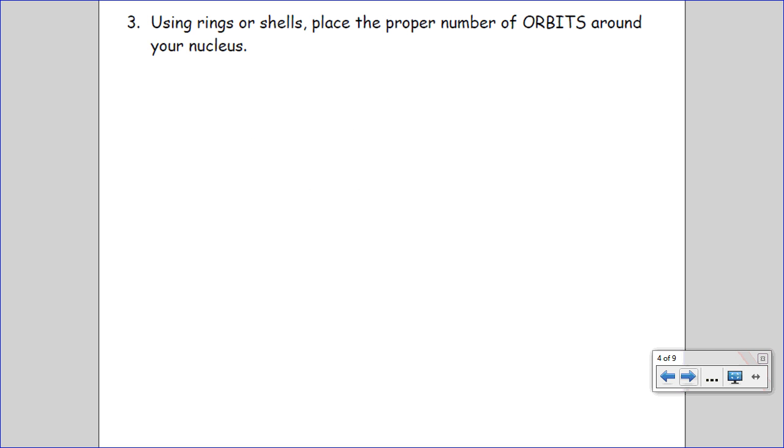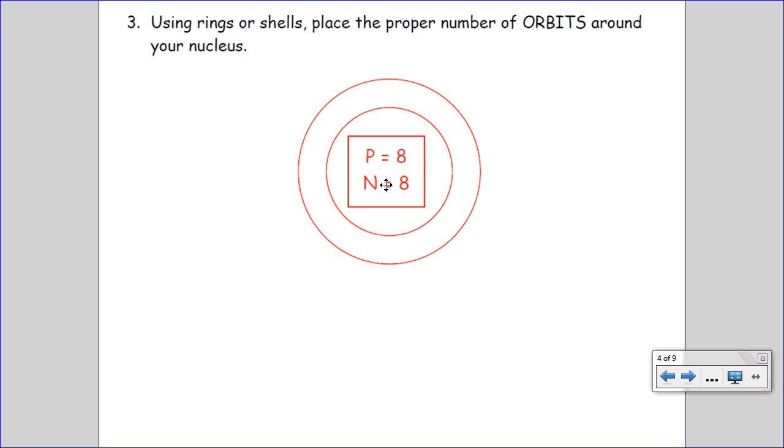The next thing you've got to do is put in the correct number of principal energy levels from that electron configuration. Since the electron configuration was 2-6, that means there's 1 principal energy level, 2 principal energy levels. So we took 2 rings around our nucleus. We haven't drawn the electrons in yet, but we have the principal energy levels present now.